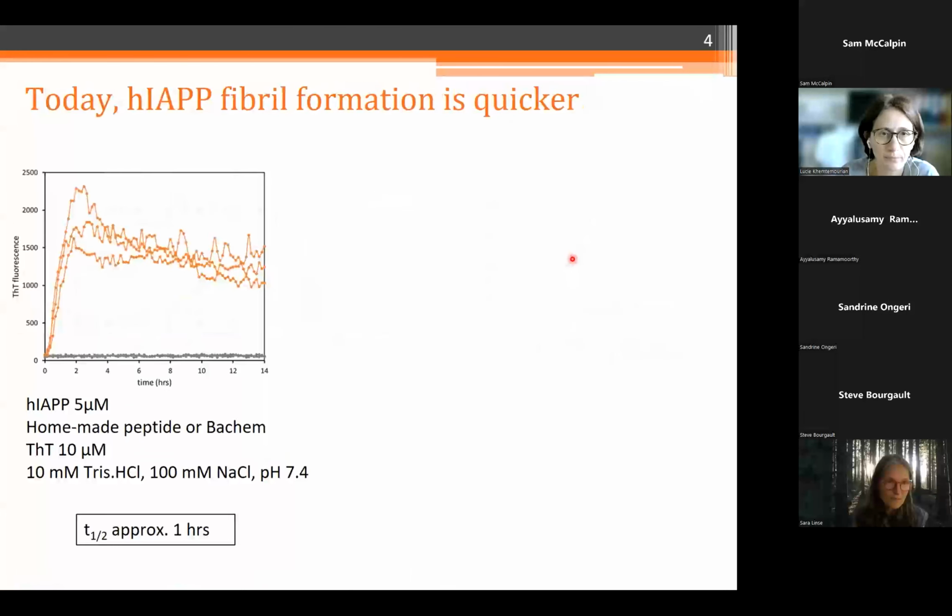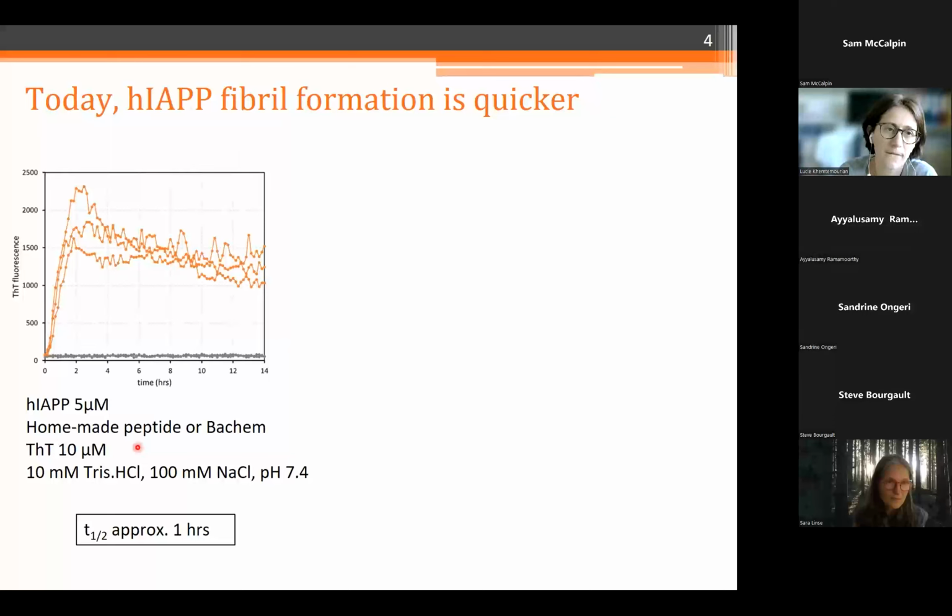But recently, since 1 year, we observed that IAPP fibril formation was and is still quicker. We have a T-alpha of 1 hour for both peptides, the one we made in my lab and the one we bought from Bachem, using the same conditions as previously.